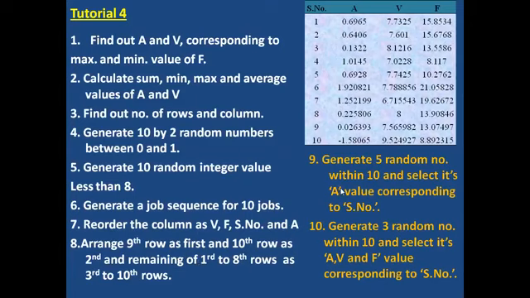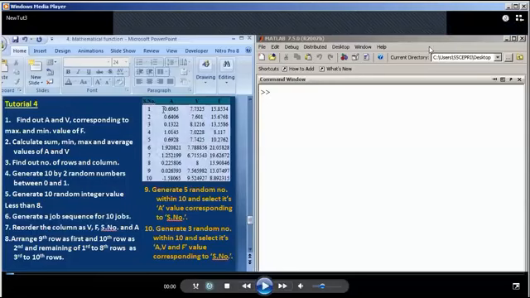And the next one is to generate 5 random numbers within 10 and select the A value corresponding to the serial number. So from these 10, I want to generate any 5 values. Corresponding to the serial number, I want to get the A value and V value. In this 9th exercise, I want to get only the A value. In the 10th exercise, I want to get A, V, and then F value. So these are all the exercises that we want to work out in Matlab.